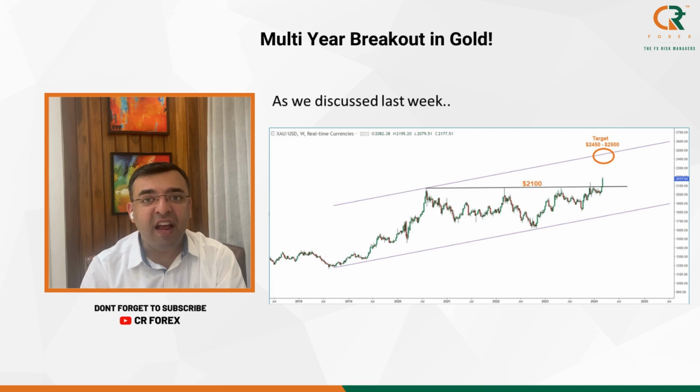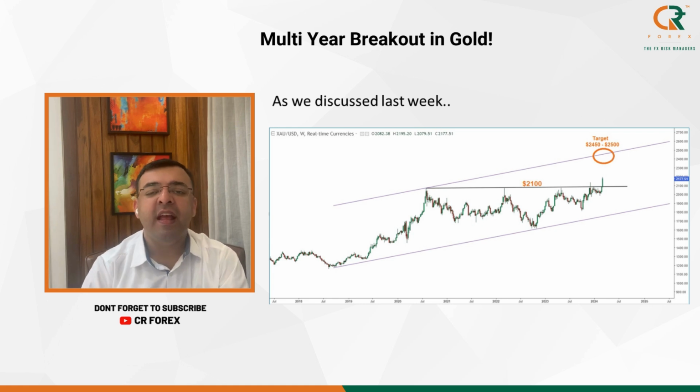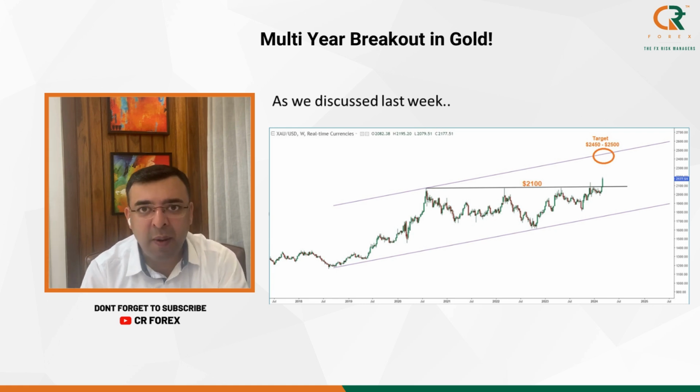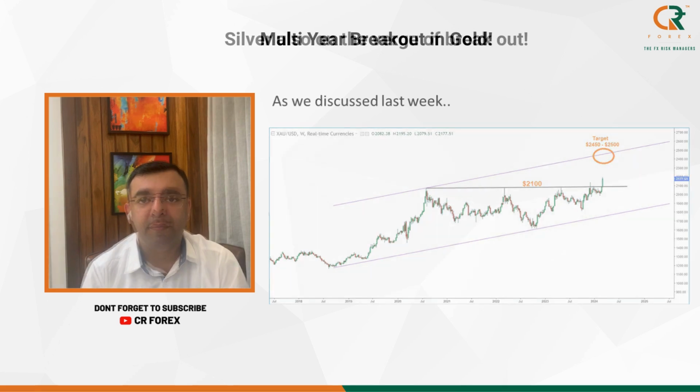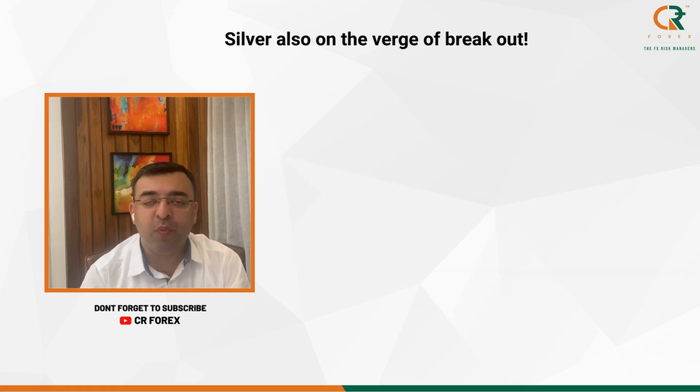As discussed in last week's presentation, gold has given a breakout and it is likely to move towards a higher level. Generally, there is some kind of positive correlation between gold and other metals. Now let us understand what is happening in other metals also. Let me start first with silver.